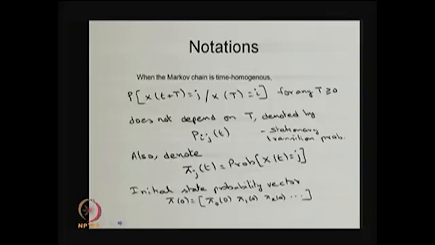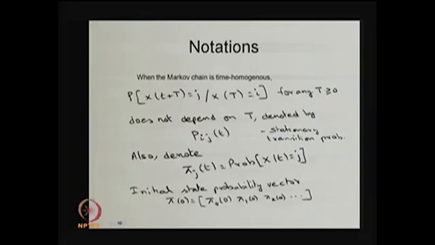There is a possibility the system would have come to the state j before time t, or at time 0 itself, or just before t, whatever it is. This probability will give the interpretation. What is the probability that the system will be in the state j at time t? It only gives the information at the time t. This is an unconditional probability.